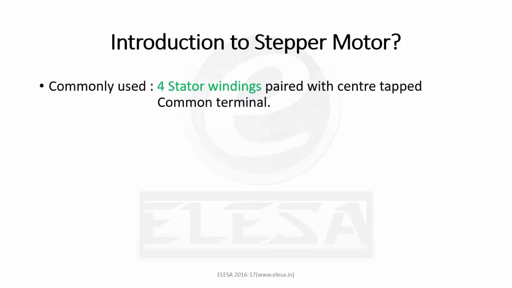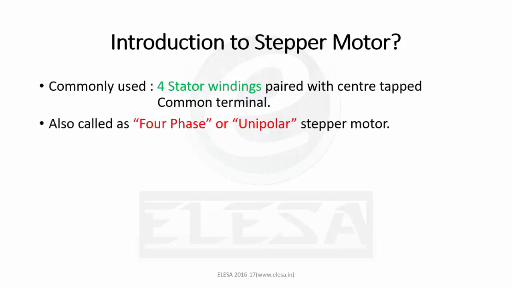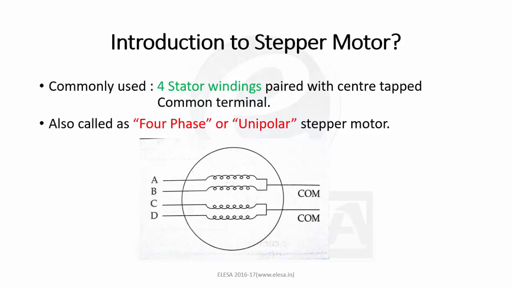The commonly used stepper motor has 4 windings and a paired center tapped common terminal. It is also called a 4-phase or unipolar stepper motor. Its diagram is shown here. A, B, C, D are 4 stator windings and the other terminals of A, B, C, D are common, which is center tapped.